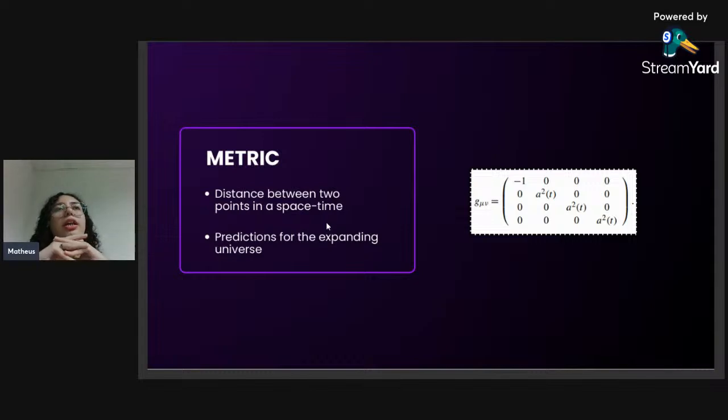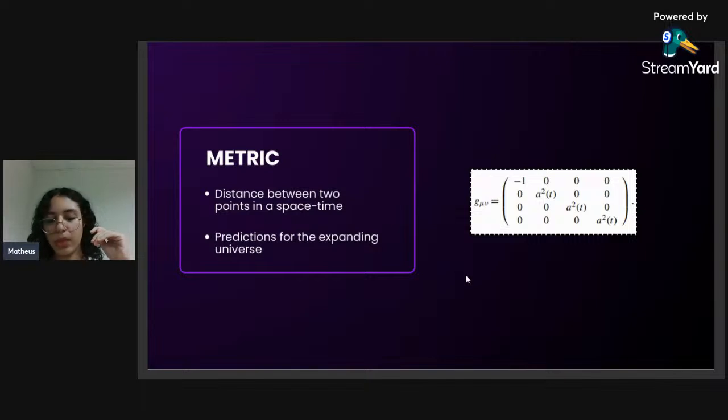So when we are talking about space, we need to talk about the metric, okay? Because with the metric, we can measure the distance between two points in space. And here, for example, we have a metric for an expanding universe. This metric is dependent on the scale factor squared, which depends on time. So we have this metric here.